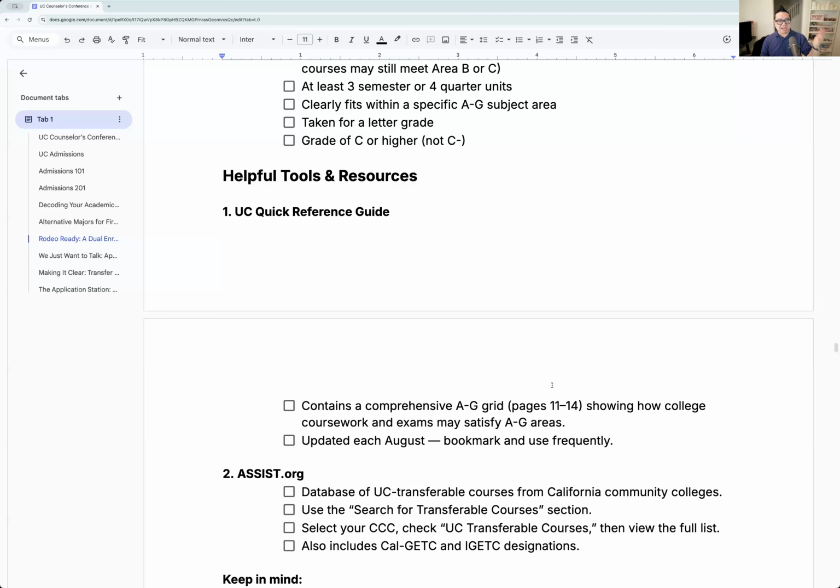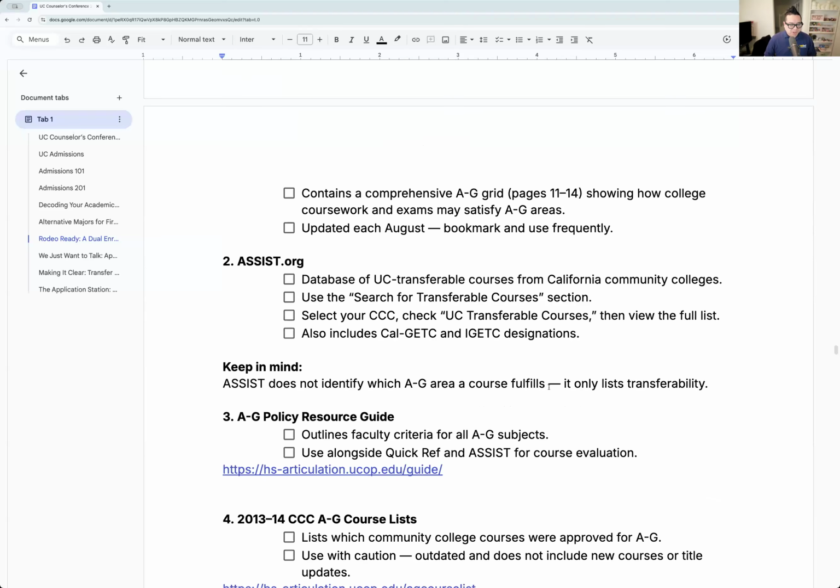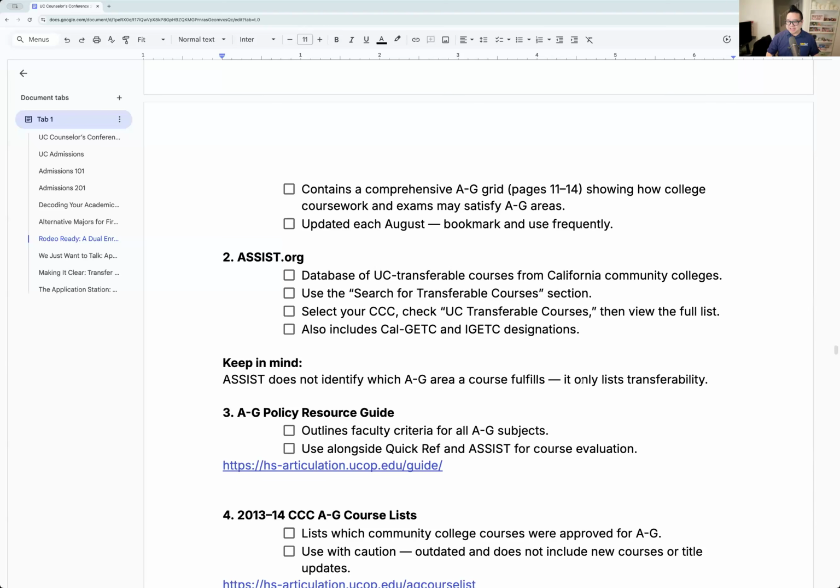So there are a few resources they recommend. The UC reference guide as well. Assist.org is a good one. Assist is like a central database you can share out to a lot of different schools. There's also the egelloC, CalGETC. We've been teaching that. egelloC is the name that has been used up until now. The new name that they're rebranding to is CalGETC. So these are the same thing.